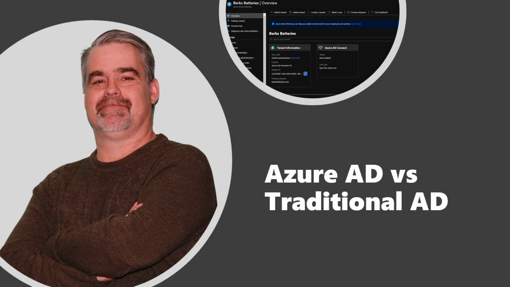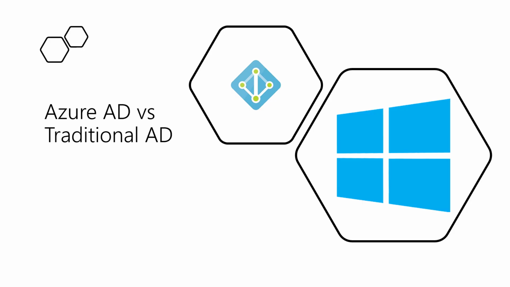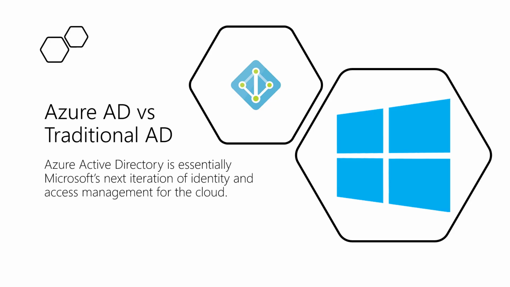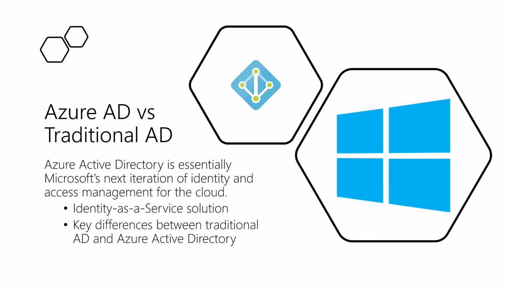Hello and welcome to Azure Active Directory versus traditional AD. In this lesson, we're going to compare Azure Active Directory with the traditional on-prem version of Active Directory that we're all so familiar with. Azure Active Directory is essentially Microsoft's next iteration of identity and access management for the cloud. It's an identity as a service solution that organizations can use for all applications, whether they're in the cloud or on-prem. While most administrators are familiar with the traditional Active Directory domain services offering, there are some key differences between the on-prem version and Azure Active Directory.